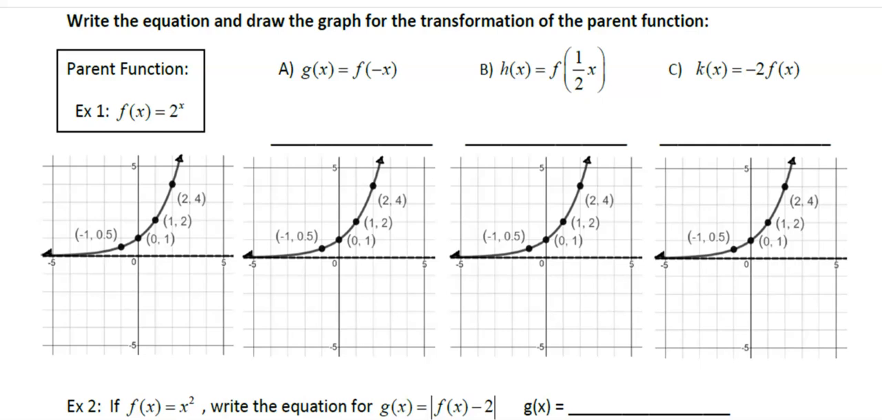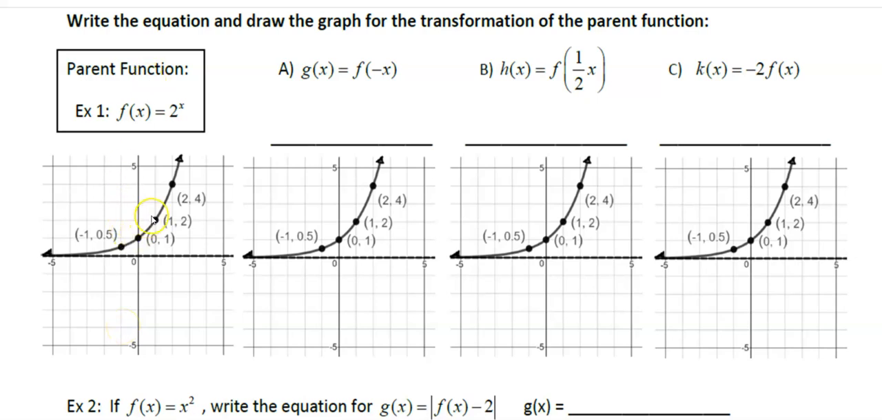Now let's do some transformation problems involving dilation, reflection, and absolute value. So let's say we have the parent function f of x equals 2 to the x, and I've drawn this below and labeled the points. I've also drawn it on every other graph because often it's easier to draw the parent function first and then make the transformation using the points on the parent function.